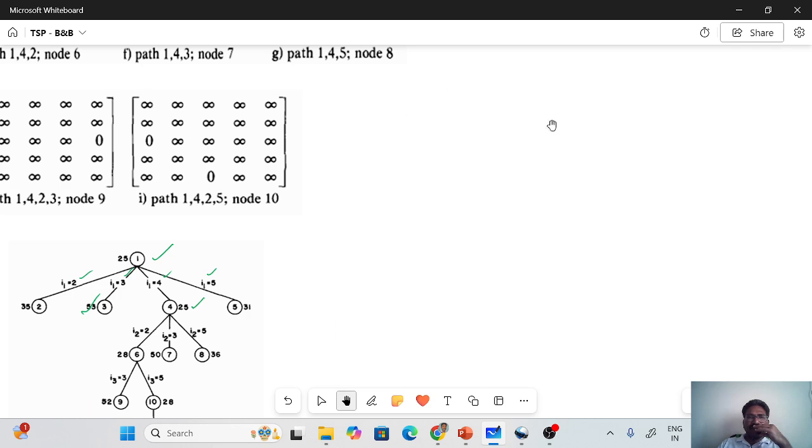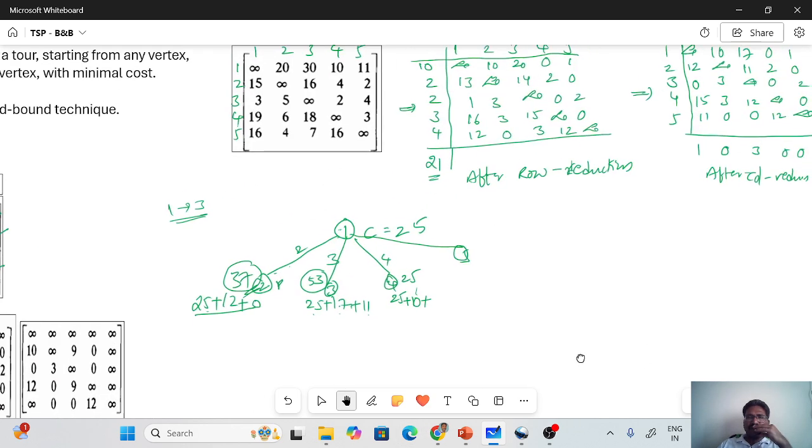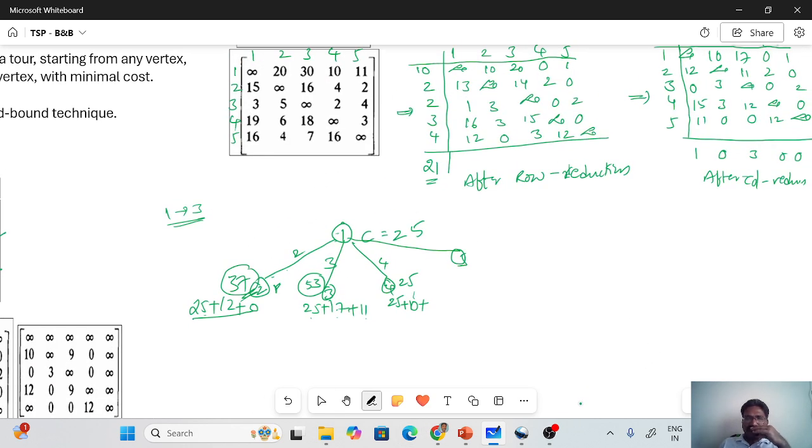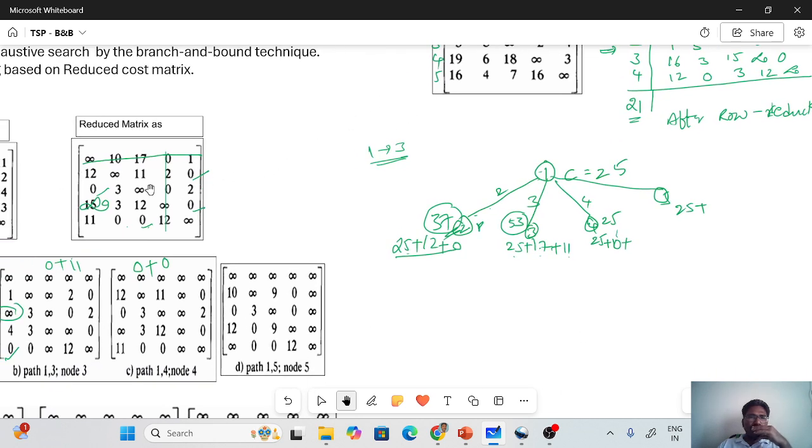In the same way, go with 1 to 5. 1 to 5, as of now the cost is 25 plus. What is the cost of 1 to 5? 1. So 1. And the row 1, fifth column, and also 5 1 become infinite.